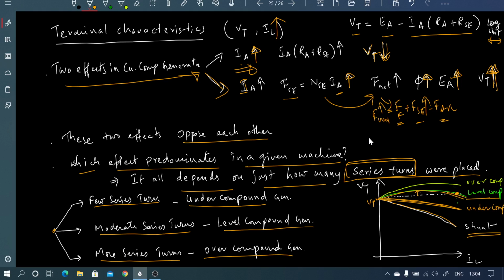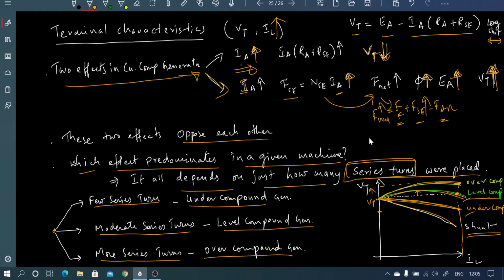In case of over compound, where more series turns are used, the increase in MMF due to the series field winding is more dominant than the drop as well as the armature reaction. That is why the terminal voltage rises and slowly falls. But at rated load, even then the terminal voltage is higher than the no load voltage. That is why it is called over compound. And in case of under compound, the rated terminal voltage is lower than the no load voltage.